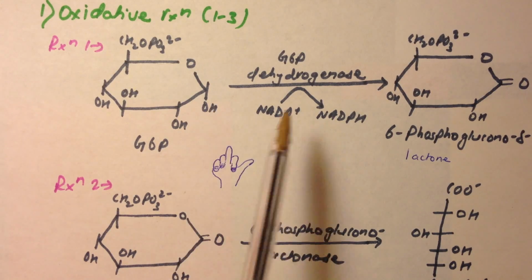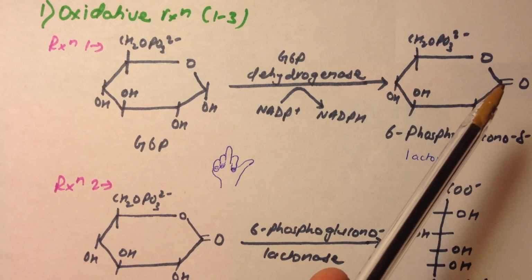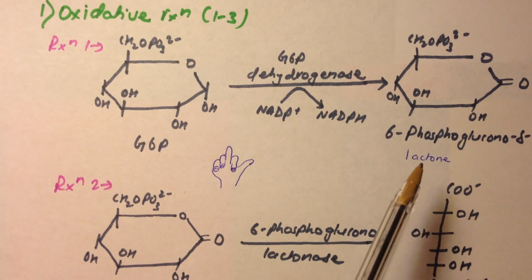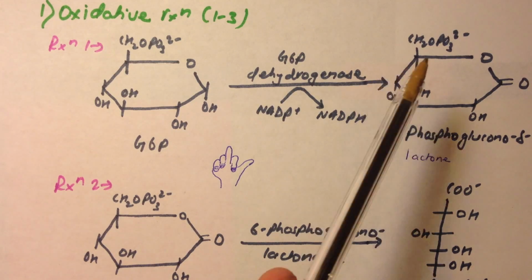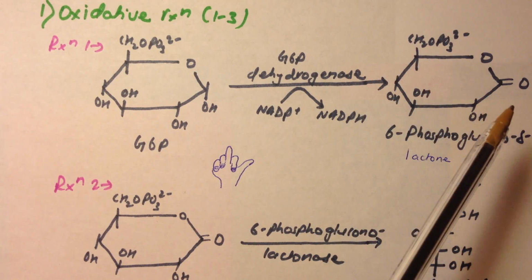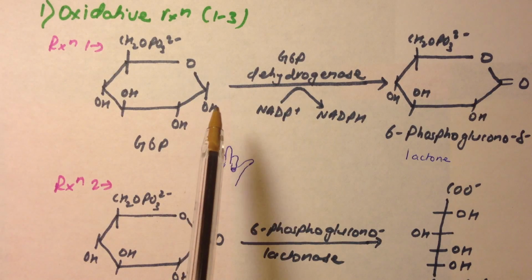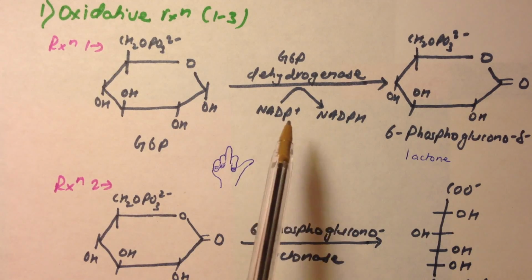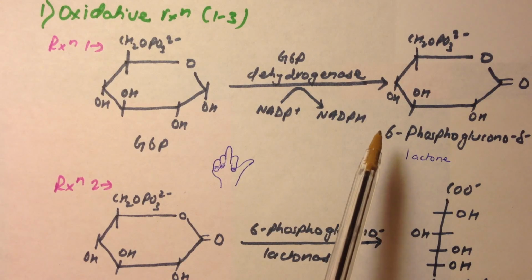When this hydrogen is removed, this changes into a carbonyl carbon. This lactone means a cyclic ester, and this is a cyclic ester because you can see this ring right here. The hydrogen removed is given to the NADP+, which converts NADP+ to NADPH.